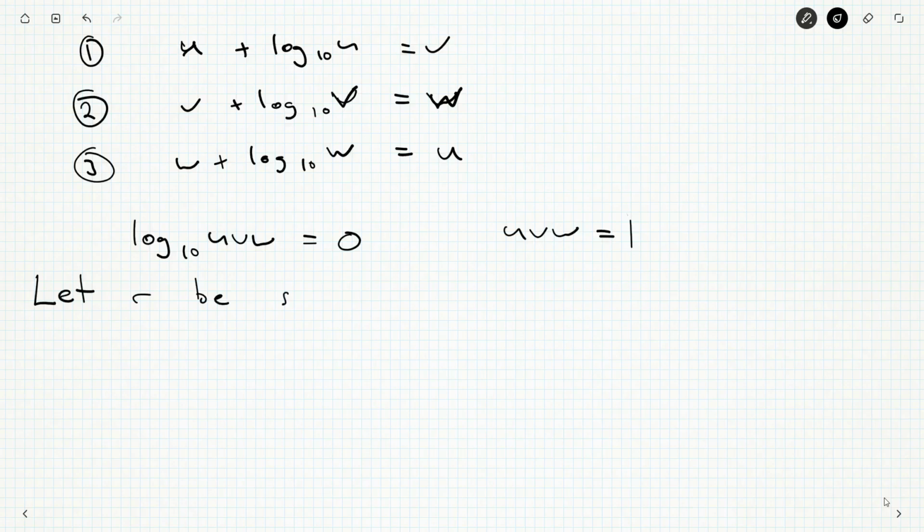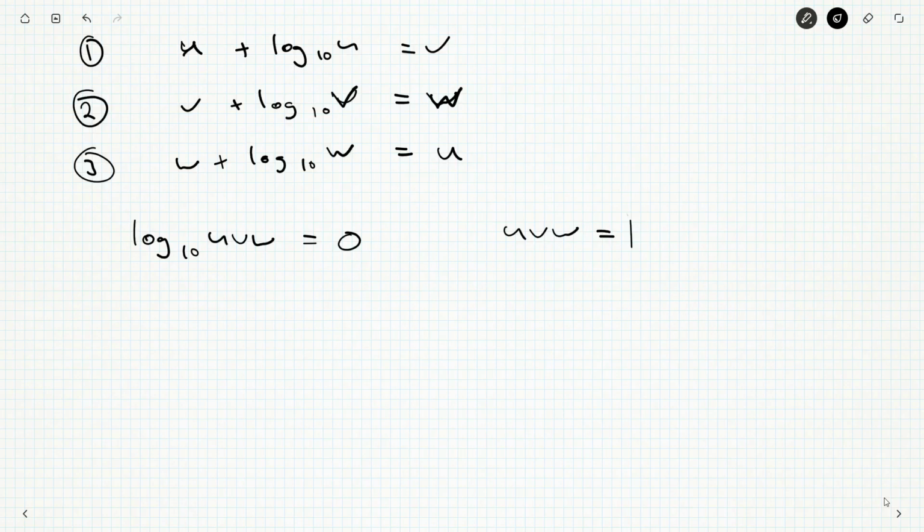Let r, the ratio, be such that v is u times r. Actually, you know what? I'll make v the middle one. So u is v divided by r, v is obviously v, and w is v times r. Oh no, they're not in geometric sequence. No, silly me. Okay, that didn't work. And that would work if v were 1.